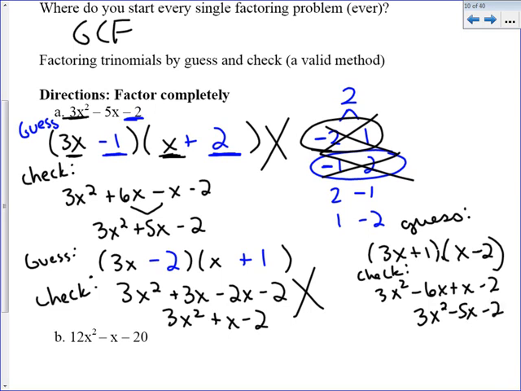So after all that, we know our answer. The answer is the guess. So that was a lot of work. It was a lot of maybe, try it, maybe, try it. But again, reasonable.